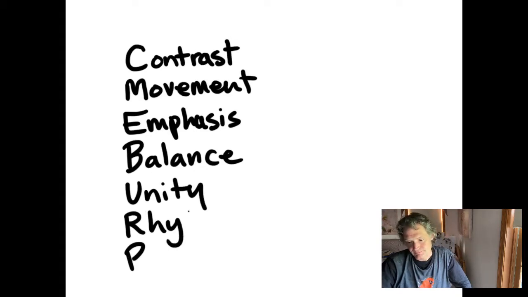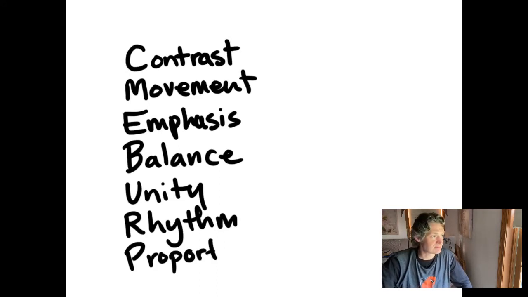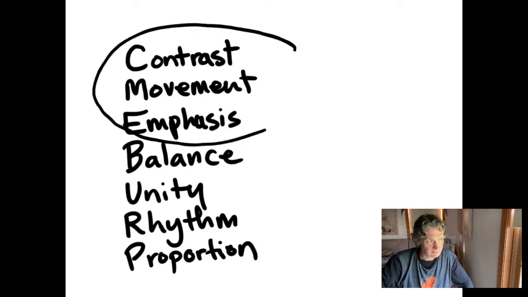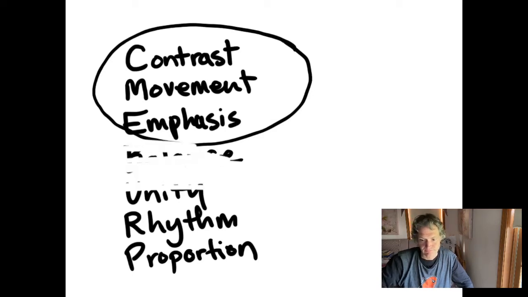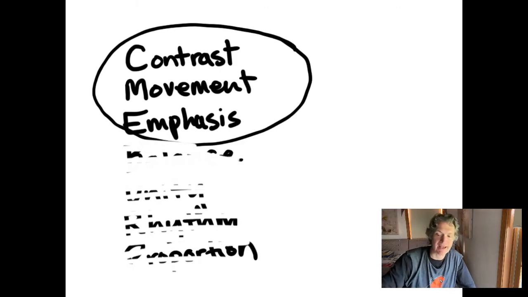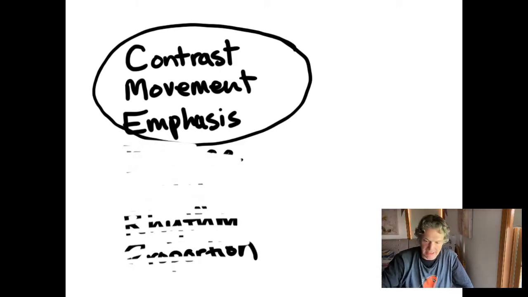So, the first 3: contrast, movement, emphasis. Contrast is the difference between two things. Smooth, rough, big, small, bright, dull, loud, quiet, good, bad, happy, sad.